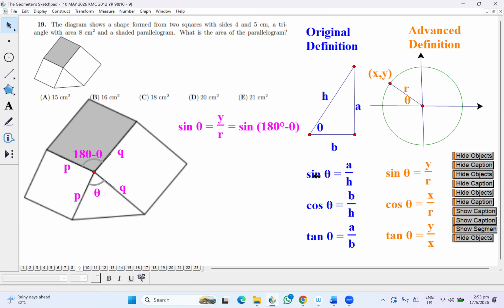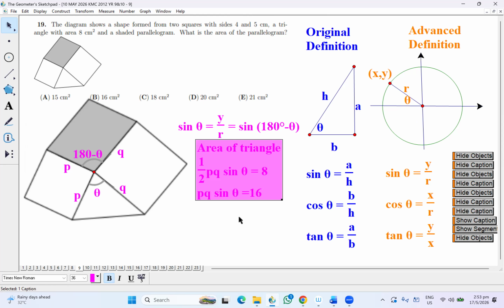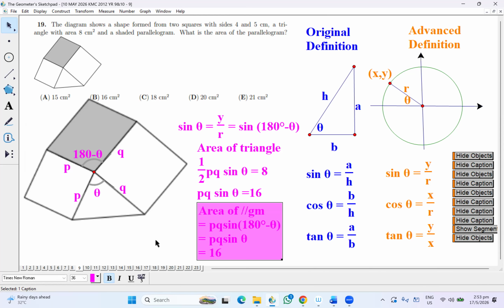So if we calculate area, triangle half PQ sine theta is 8. So PQ sine theta is 16. For our parallelogram, we have two triangles. One triangle is PQ sine theta times half. Two triangles, so I didn't put the half, it is doubled already. But sine 180 minus theta is sine theta, and PQ sine theta is 16.